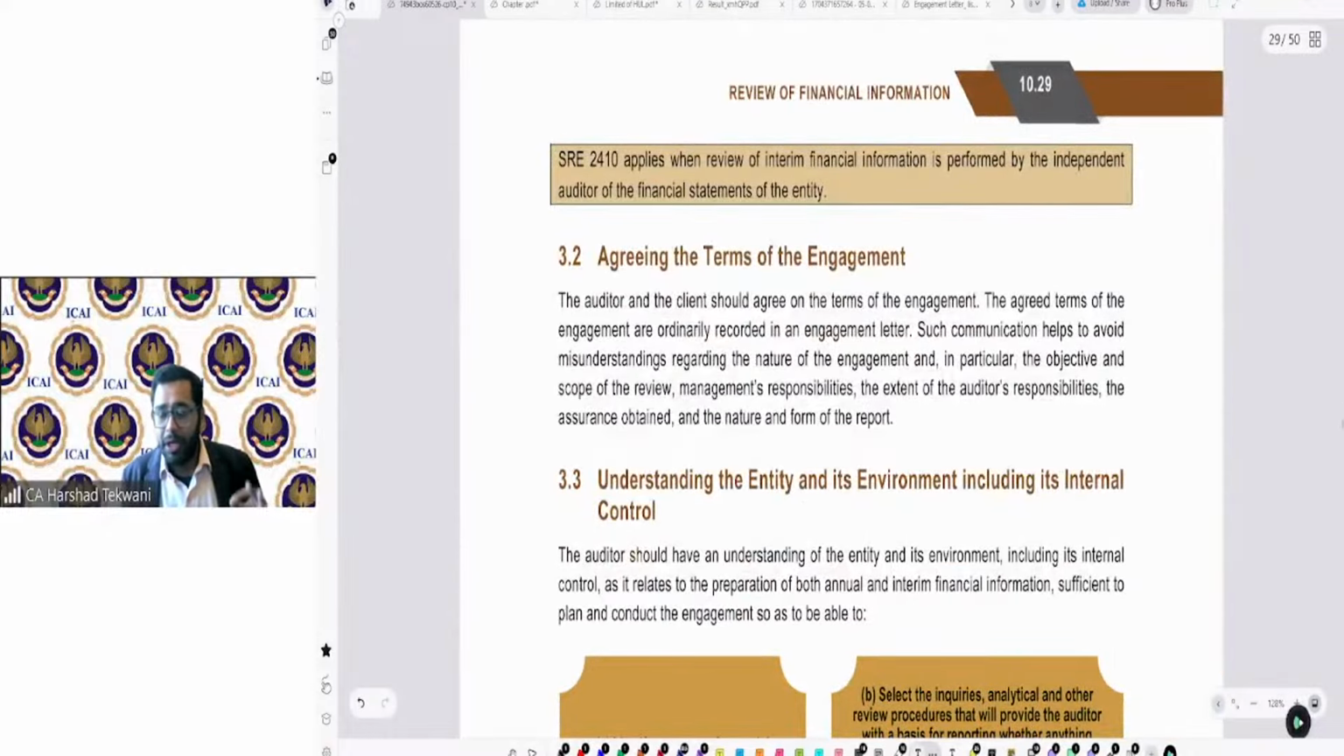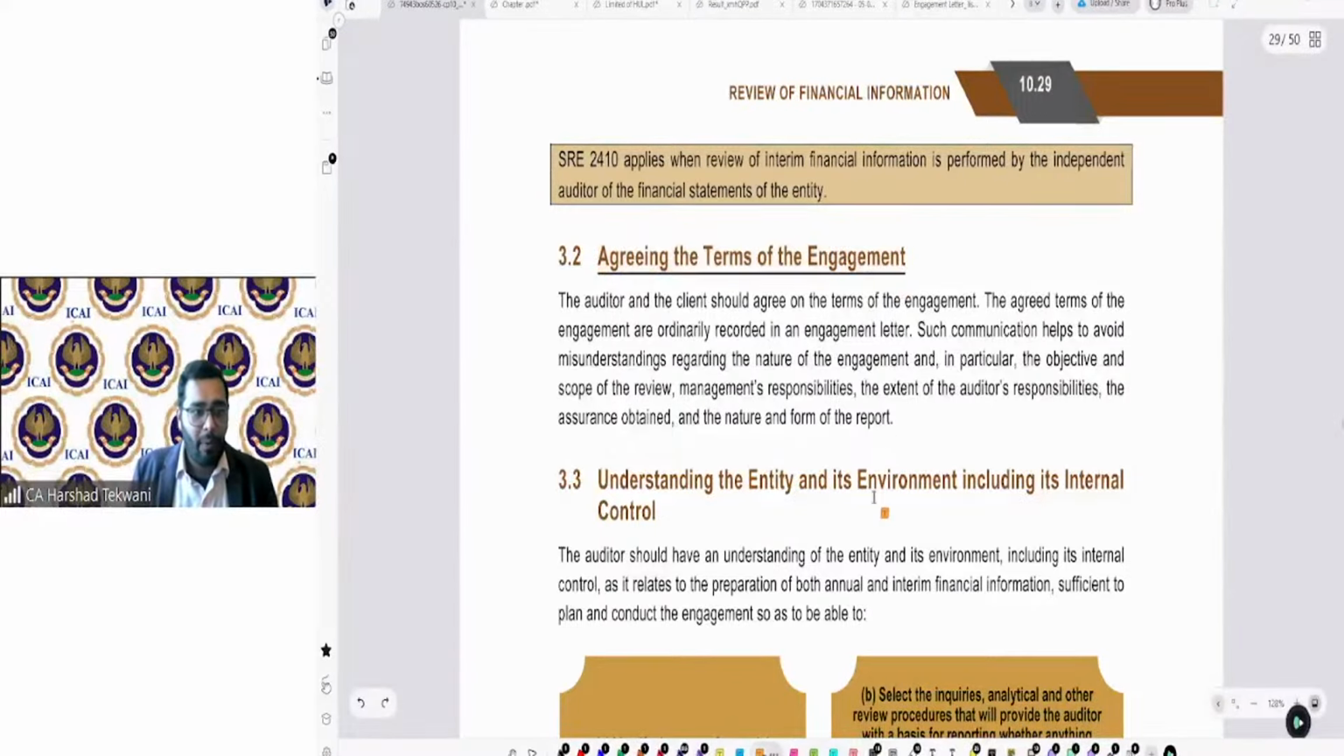SRE 2410 is a specific SRE. When you modify 2400 and apply it to a specific scenario, it becomes SRE 2410. There is no change in that. For example, agreeing the terms of engagement: the way we have seen in SRE 2400, similarly it is there in SRE 2410.